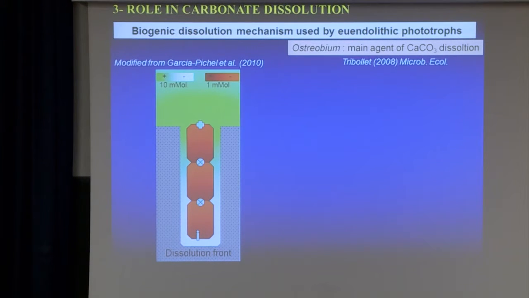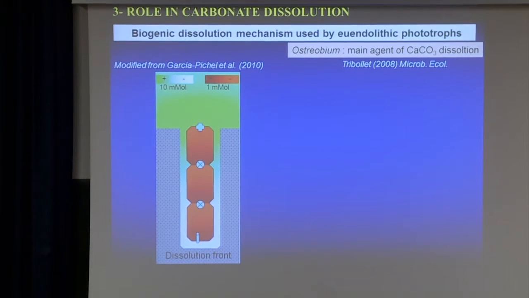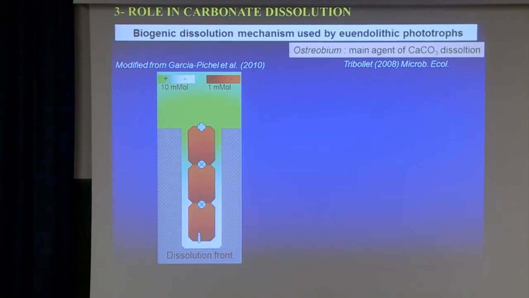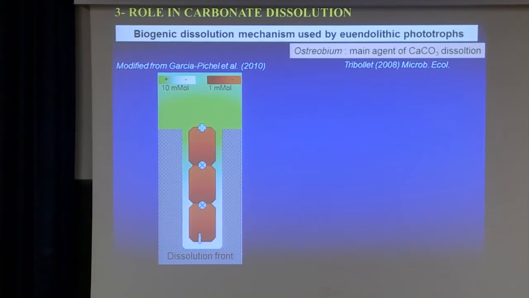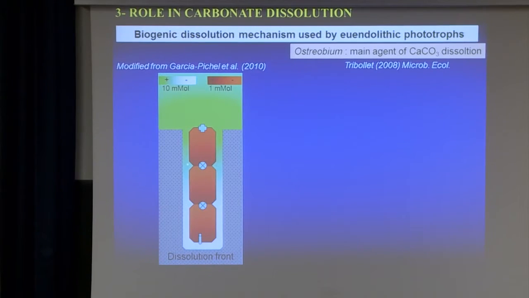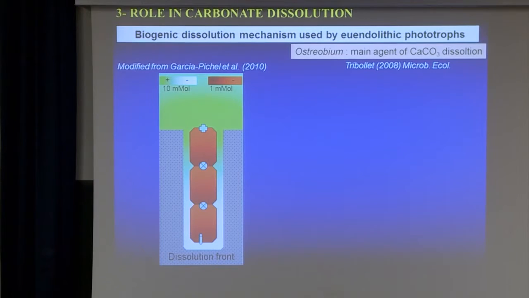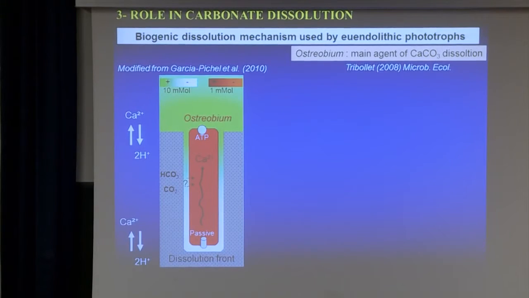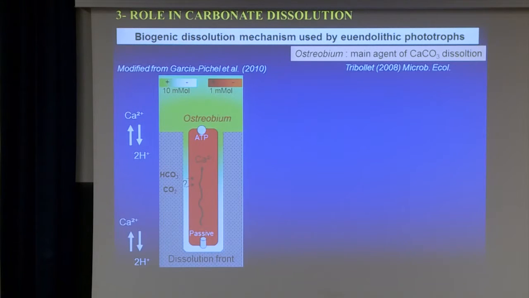Now I would like to show you in more detail what's probably going on, and this is mostly based on hypothesis at this moment. This diagram was taken from the Garcia-Pichel et al. paper, representing a filament of the cyanobacterium Mastigocoleus. This cyanobacterium is made of cells and cross walls, so it's very difficult, I guess, to transport calcium from one end to the other end. It's probably easier for Ostreobium, which is the main agent of dissolution in coral reefs, because it's a siphonous alga. There are no cross walls, so the transport of ions is probably much faster than for a cyanobacterium.